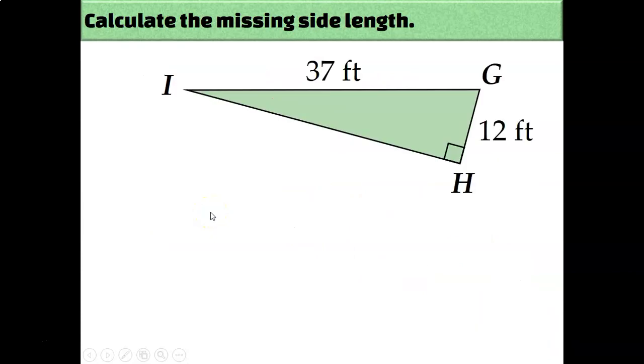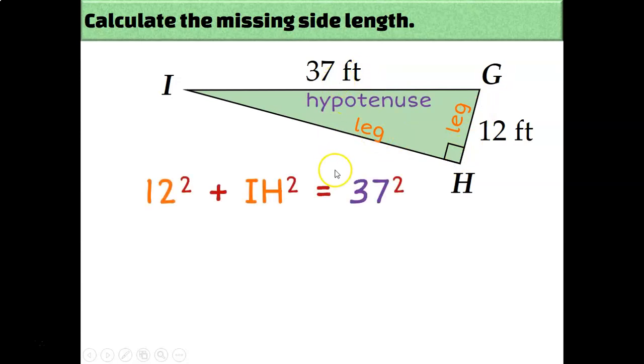Let's try another one. Again, the first thing you need to do is identify which sides are legs and which side is the hypotenuse, because you're not always going to set it up like we did on the previous problem where you square both of these numbers and add it together. In this case, these two sides are the legs. I don't know one of the legs' measurements, and 37 is the hypotenuse. So I need to write that 12 squared plus IH squared equals 37 squared.